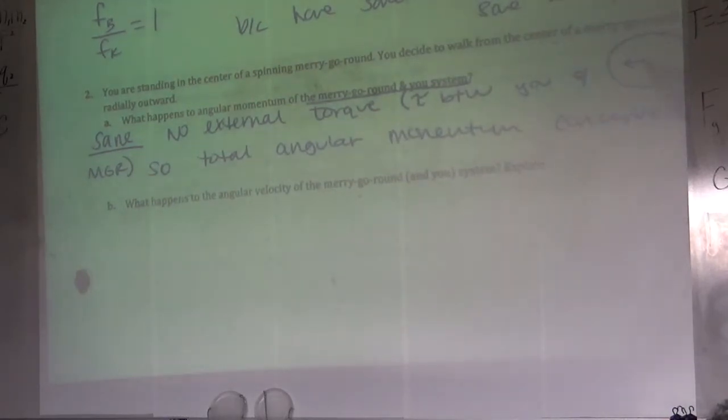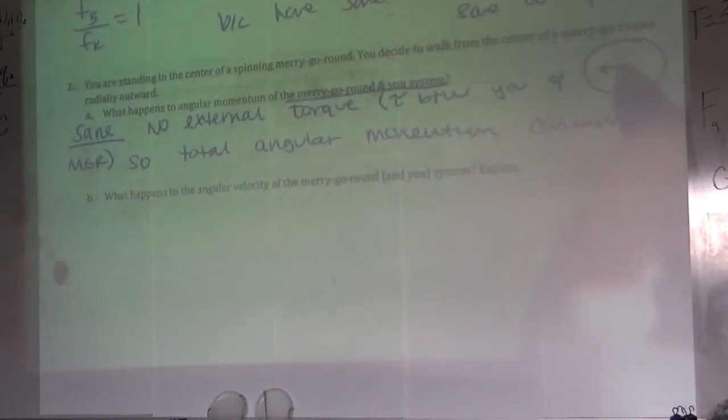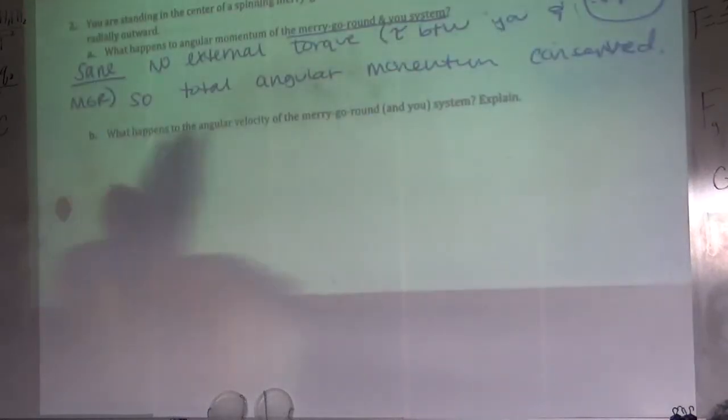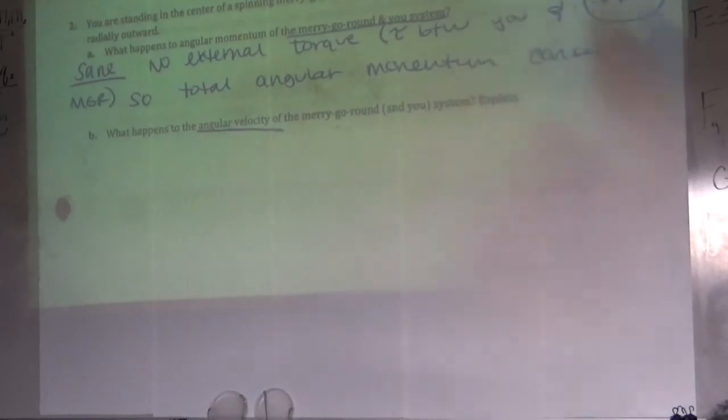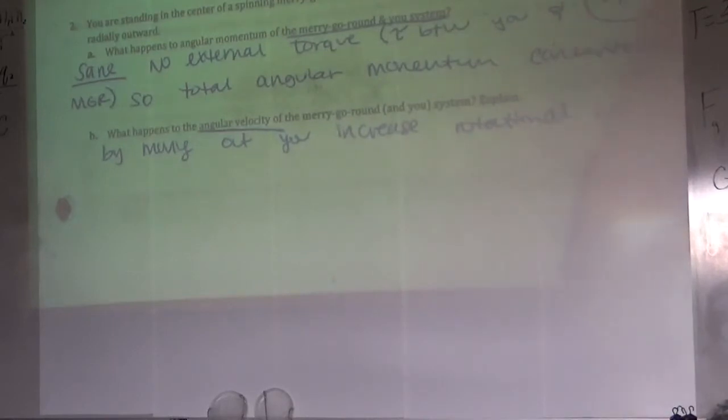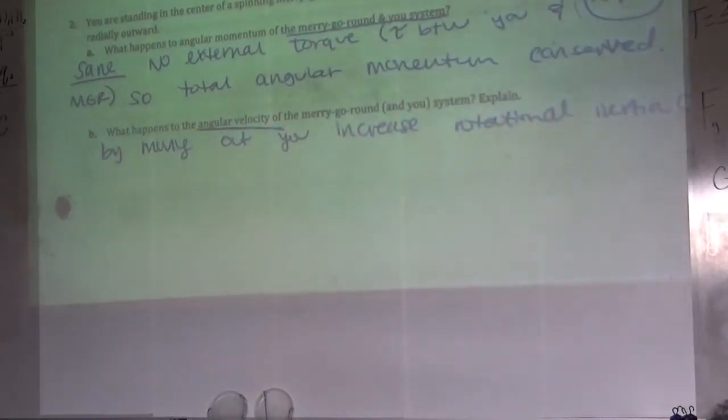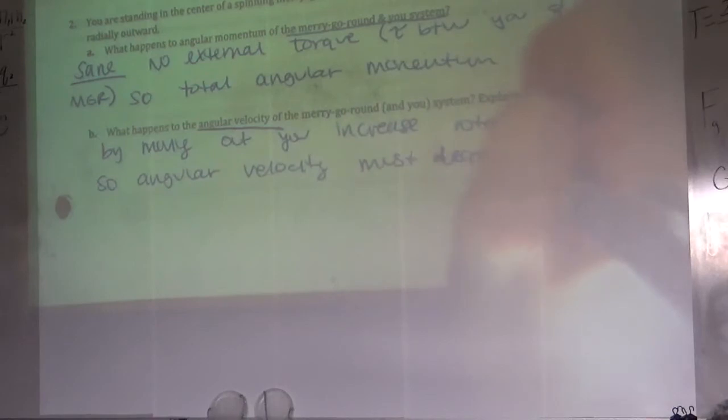In fact, you at the center, you didn't really have any angular momentum because you were just at the axis of rotation. So the fact that you are moving out is going to increase your angular momentum and decrease the spinning merry-go-round's momentum. So we're going to look at what happens to the angular velocity of the merry-go-round. Because the total momentum stayed the same, but you increase your rotational inertia. So by moving out, you increase the rotational inertia I. So the angular speed and the angular velocity must decrease, because L total is constant.